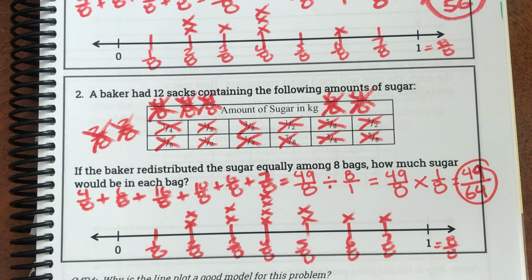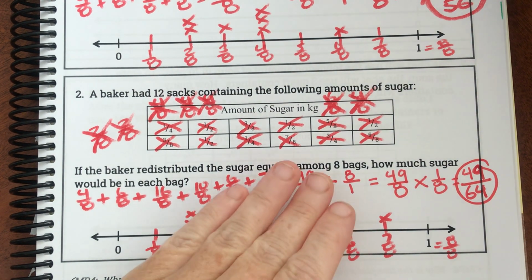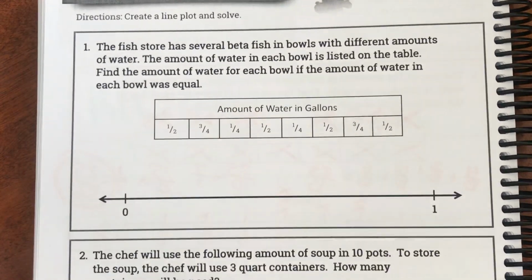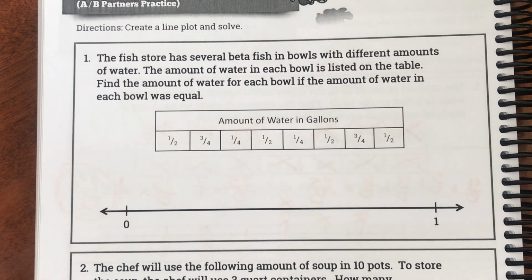Okay, so let's try some together, ladies and gentlemen. We are turning the page to 252 in your book. And here's my first problem, or our first problem, actually. The fish store has several betta fish in bowls with different amounts of water. The amount of water in each bowl is listed on the table. Find the amount of water for each bowl if the amount of water in each bowl was equal.